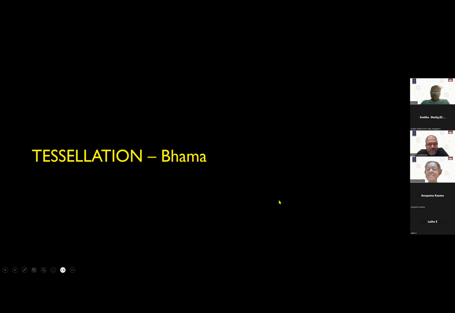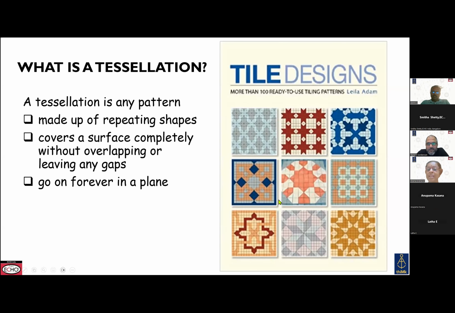So what are tessellations? We see tessellations all around us in real life, like in the flooring and the tiling patterns in the bathrooms and kitchens. So what exactly is a tessellation? A tessellation is a pattern made up of repeating shapes. Secondly, there are no gaps or overlaps in the patterns. And third condition is they can go on forever in a plane.